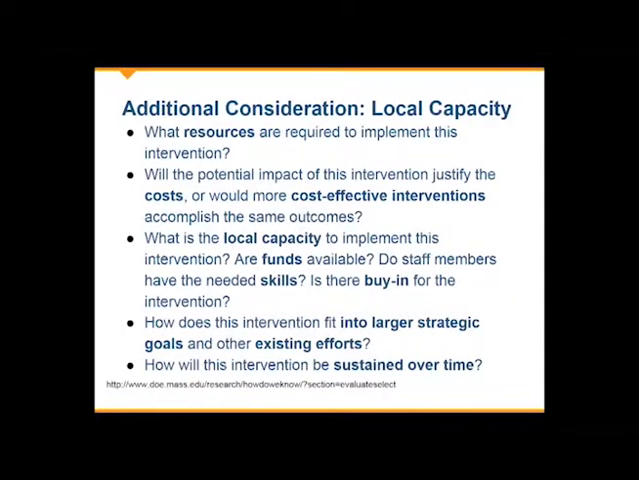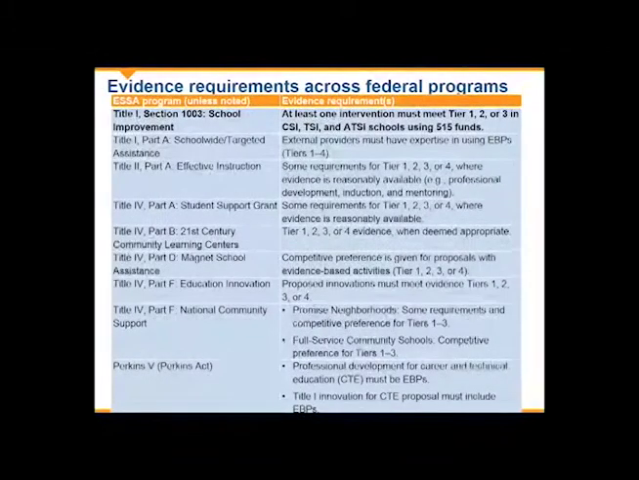It's one thing to choose something because you have some improvement money or some grant money, but you also have to look at what will we do when the money goes away? How will our teachers have changed? How will our instruction have changed so that we can be sustained and continue to help our students?